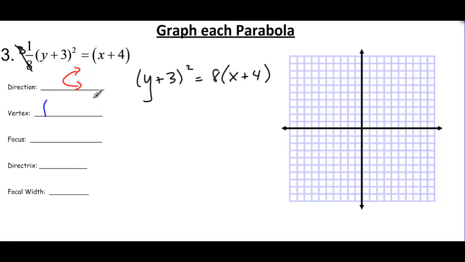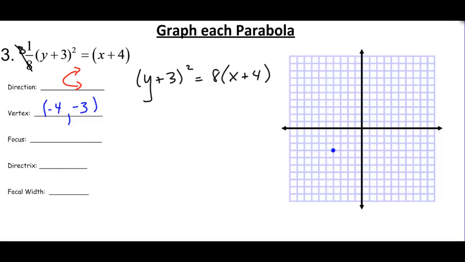Now, this is where some students make a mistake, because remember, my vertex is x comma y. It's not go left to right. I have to look at the x. It says x plus 4, which means I'm going to get a negative 4. It says y plus 3, which means I'm going to get a negative 3. So I'm going to go left 4, down 3, and graph my vertex.